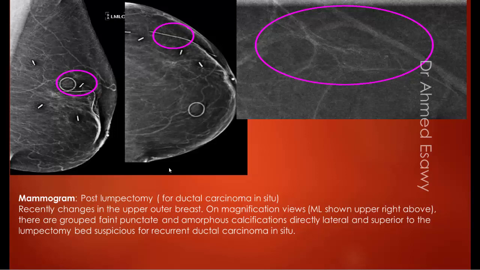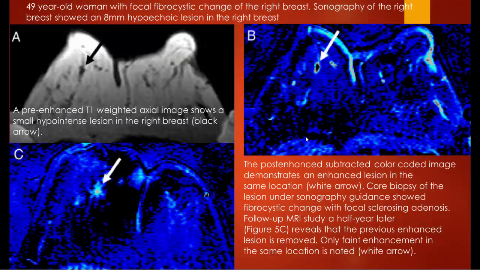This is post-lumpectomy for ductal carcinoma in situ, with recent change in the upper outer breast. In magnification, grouped faint punctate and amorphous calcification, directly lateral and superior to the lumpectomy, suspicious for recurrent ductal carcinoma in situ.